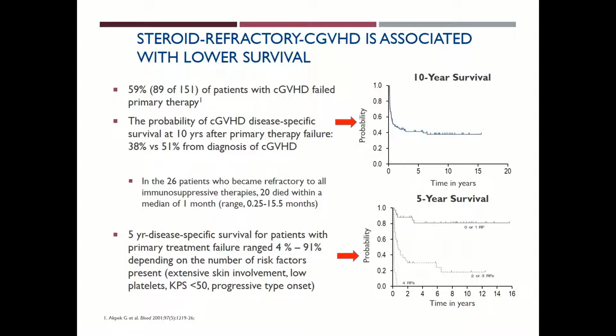This study was also important in establishing certain risk factors when present at the time of diagnosis of refractory disease that could predict for better or worse survival. So they determined that 5-year disease-specific survival for refractory chronic graft-versus-host disease could range anywhere from 4% to 91%, depending on whether or not certain risk factors were present. Risk factors included extensive skin involvement, low platelets, Karnofsky performance score less than 50, and progressive type onset disease.